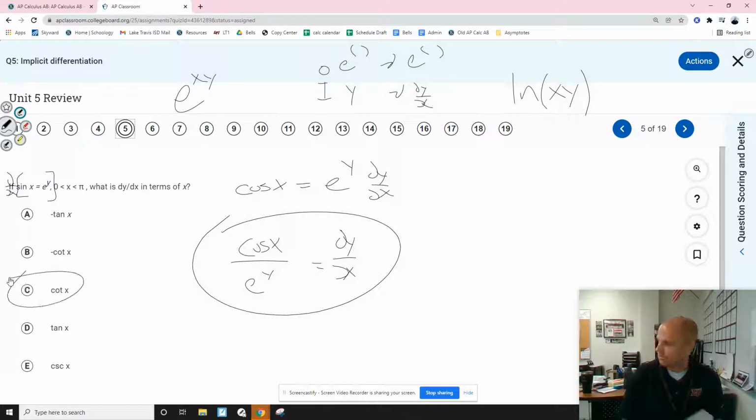The answer is cotangent. Why? Nope. Everything's correct. Cos x over e to the y is correct, but the answer is cotangent. I could turn my answer into cotangent. In the original equation, you were told that sine x equals e to the y. If you have e to the y in a derivative, you could replace it with sine x. Good stuff, guys.